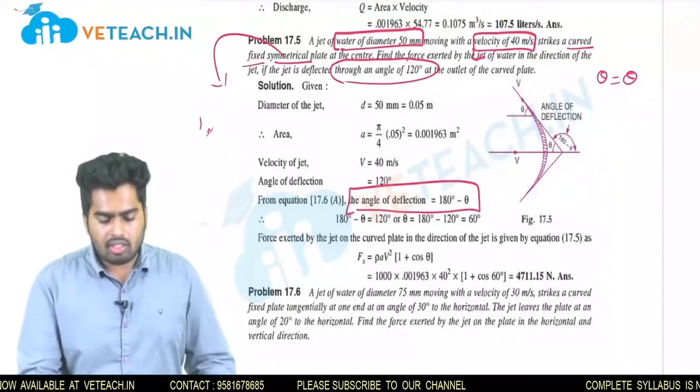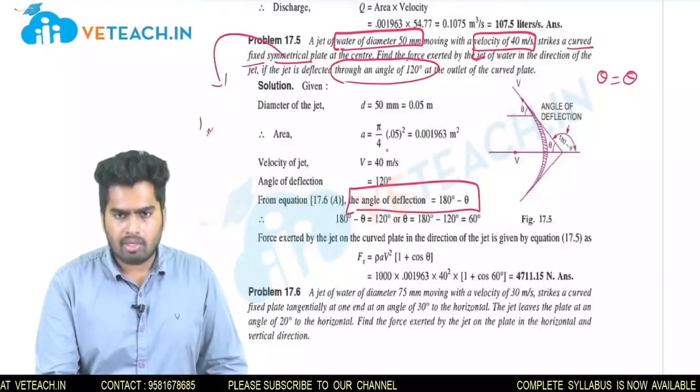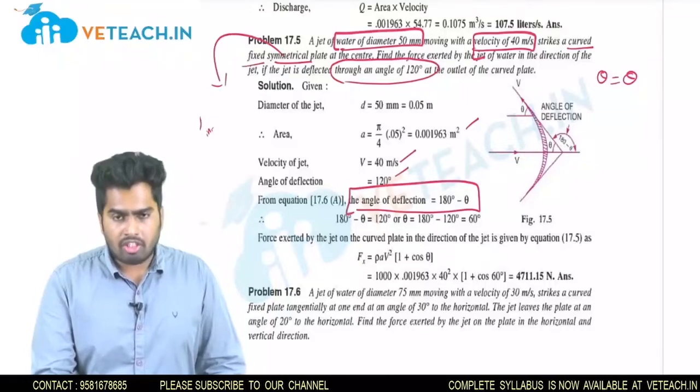Here, diameter is given as 0.05 meters. From this we will find area by using the formula area equals pi by 4 d square. Velocity is given, and the angle of deflection is also given, which is 120 degrees.